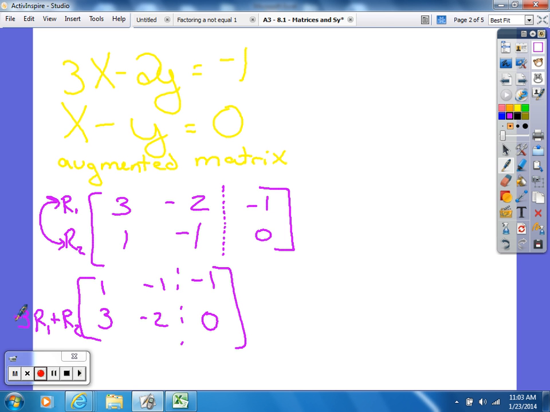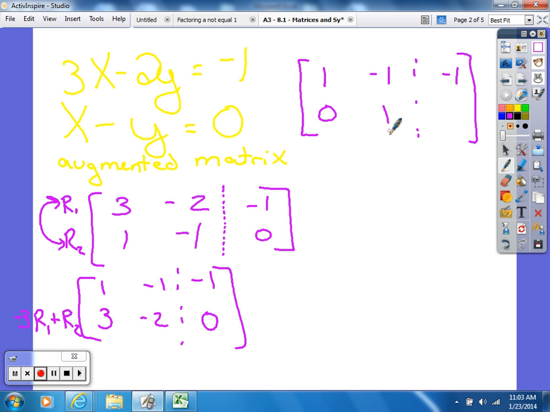Well, if I multiply this by negative 3 and add it to here, what's going to happen? This row's going to stay the same. This is the only row that's going to change. Okay? So, like we just said, the top row stays the same. 1, negative 1, negative 1. And if I multiply this by negative 3, this becomes a 0. Negative 3 times negative 1 is positive 3, right? Plus negative 2 is?